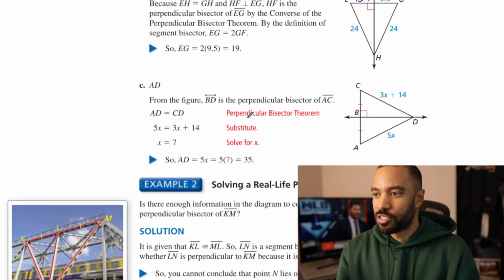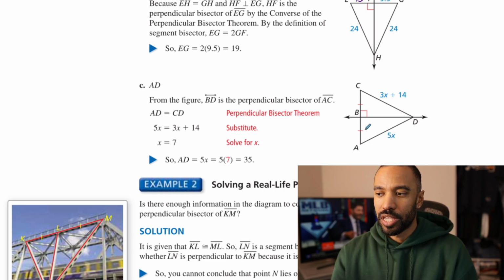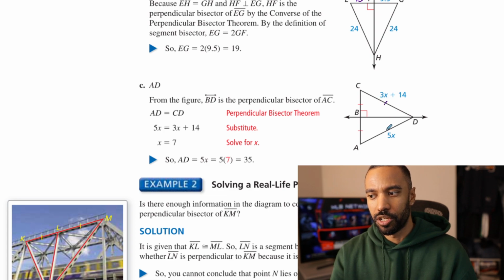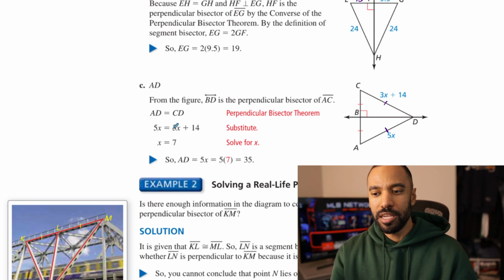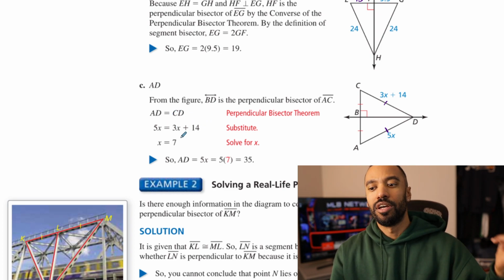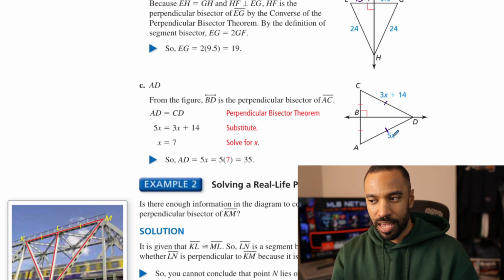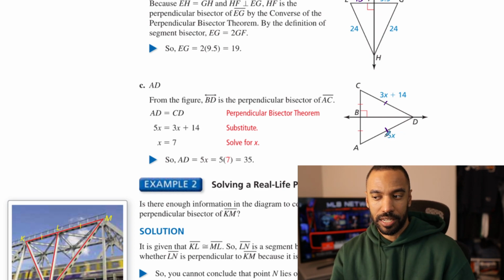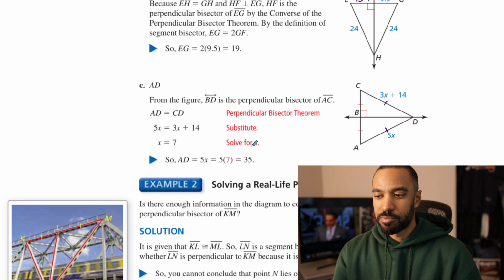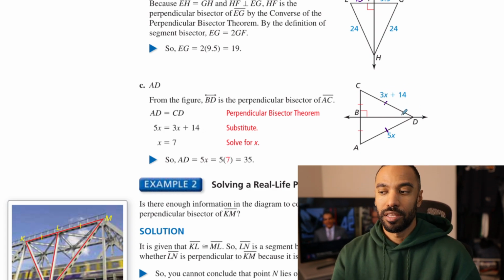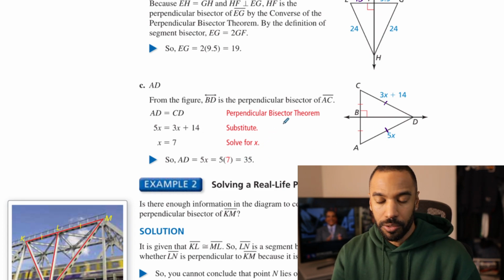Third example, find the length of segment AD right here. Once again, you have a perpendicular bisector, but this time it's set up algebraically. So although these are congruent, they have equal lengths. Length of AD is length of CD. We set them equal to each other to then solve for x. Solving for x, 7, allows you to find the length of segment AD by substituting that 7 in for x. You could substitute it into here, which you probably would, 5 times 7, but you could also plug it into here. 3 times 7 is 21, plus 14 is 35. They should both get you 35 because they're equidistant.